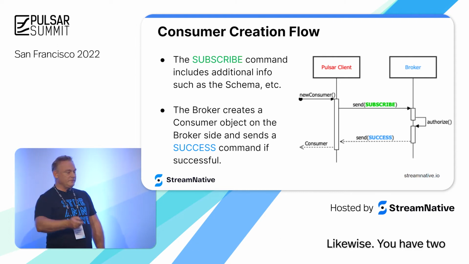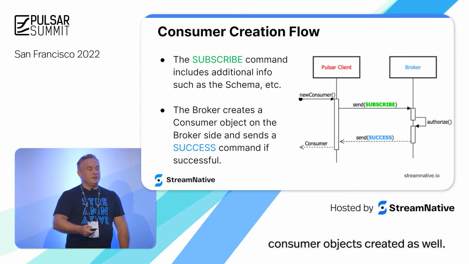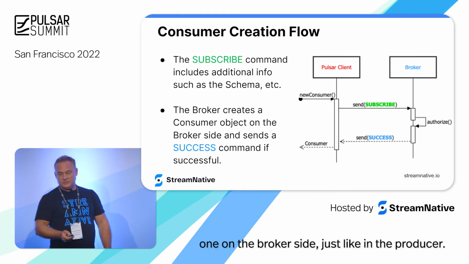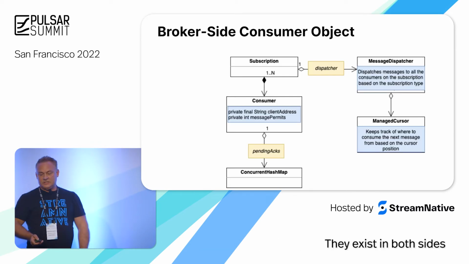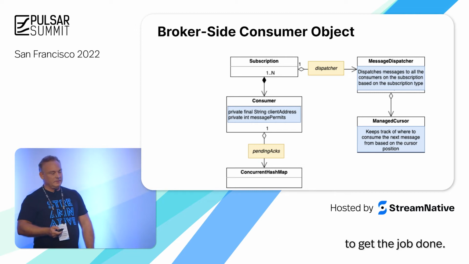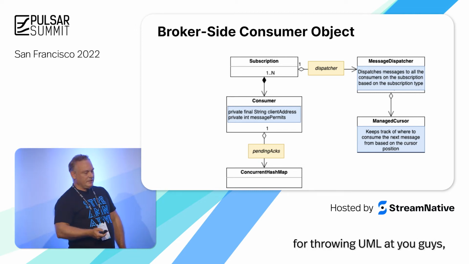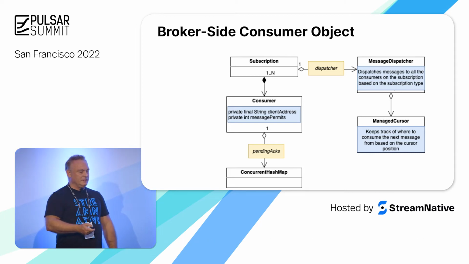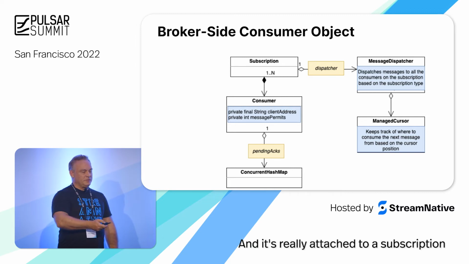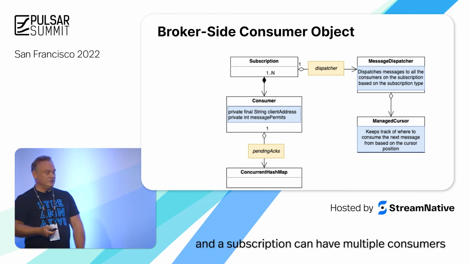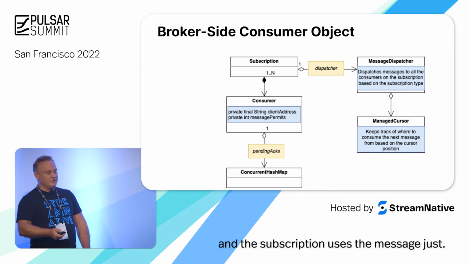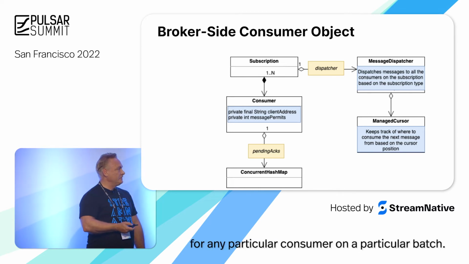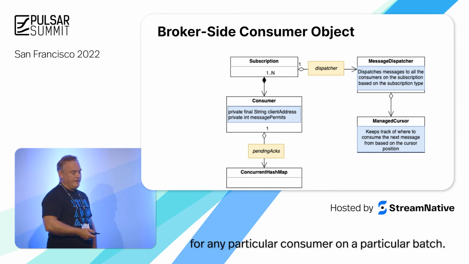Likewise, you have two consumer objects created as well. You have one on the client side, and you have a similar one on the broker side, just like in the producer. So again, it's a pattern, it's a pair that exists on both sides, and they coordinate with one another to get the job done. Again, I apologize for throwing UML at you guys, but it's the only way I can really dictate these things. This is the broker side consumer object, and it's really attached to a subscription. And a subscription can have multiple consumers, and the subscription uses the message dispatcher, which is why you can throttle and control the number of messages sent out for any particular consumer on a particular batch, but you can't do it in aggregate.